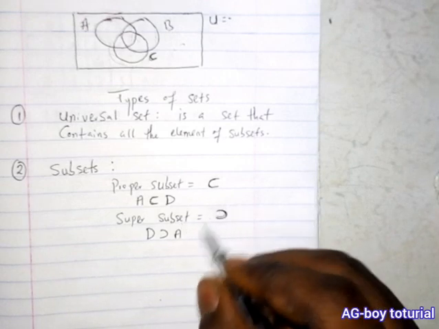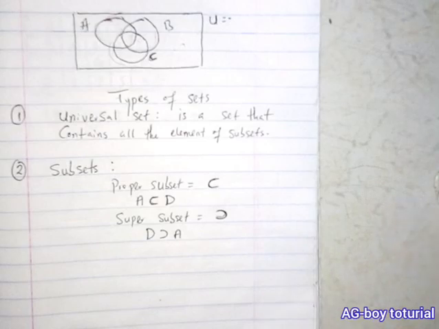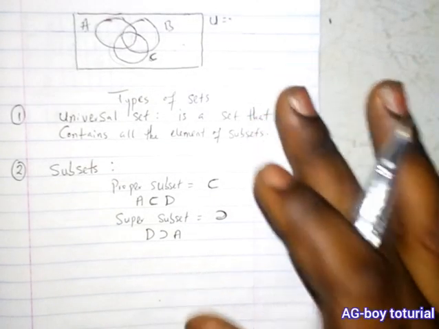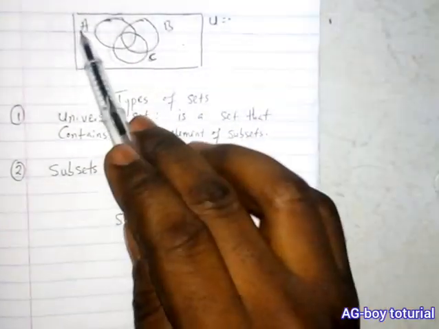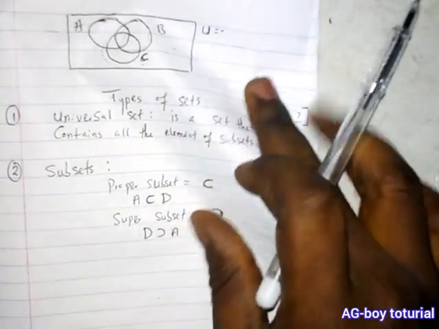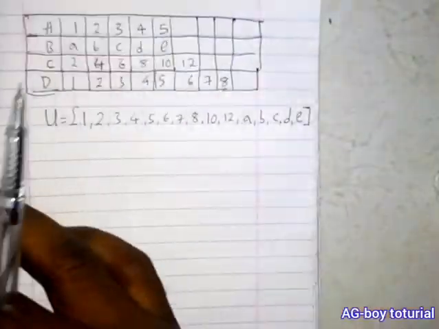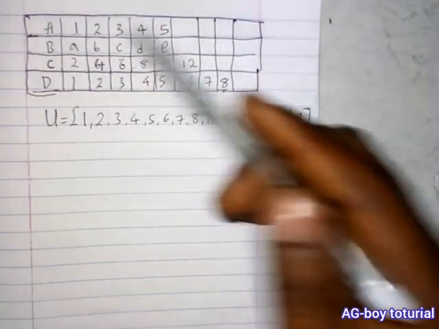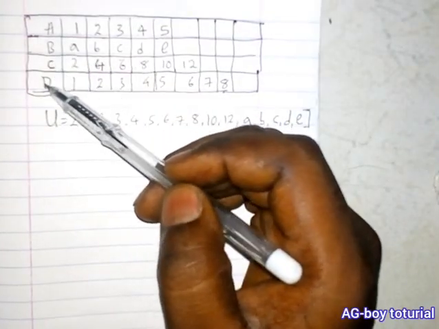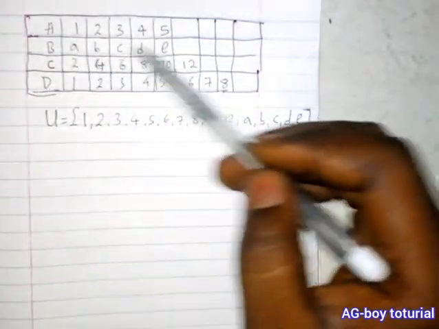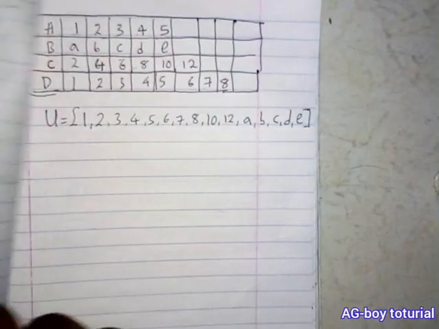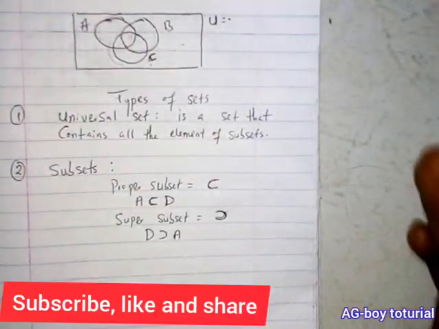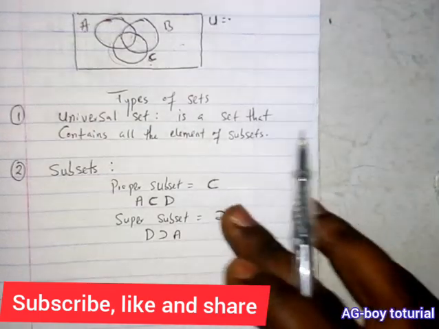Understand? So the universe is a superset of A, B, and C. And also we can say that the universal is a superset of A, B, C, and also D here from this table. So that's the difference between the universal set and this subset.